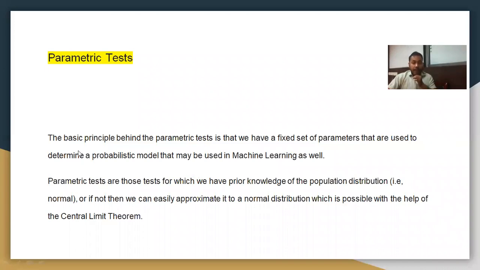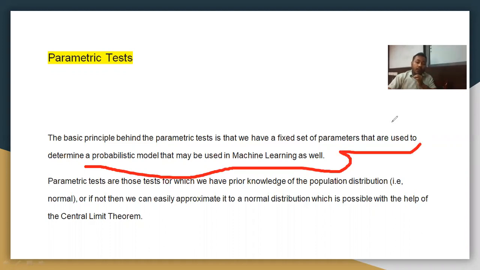Parametric test. The basic principle behind the parametric test is that we have a fixed set of parameters that are used to determine a probabilistic model that may be used in machine learning or whatever your area, right? As I am from machine learning, my area of specialization is AI, machine learning, computer vision, right? Artificial intelligence. So that's why I'm citing this. You should cite one specific area from your domain.